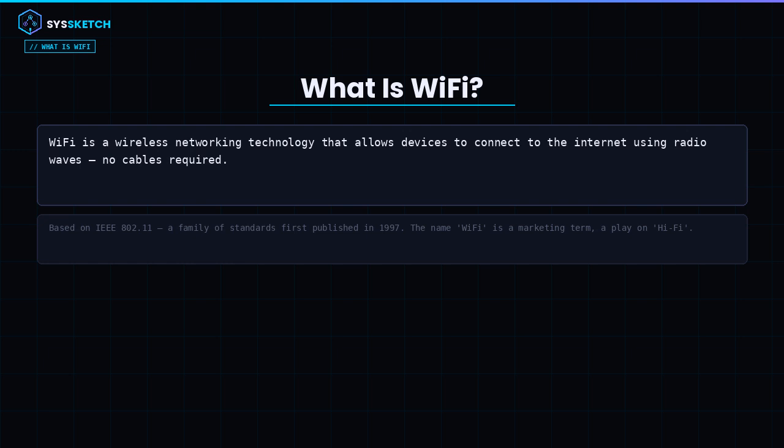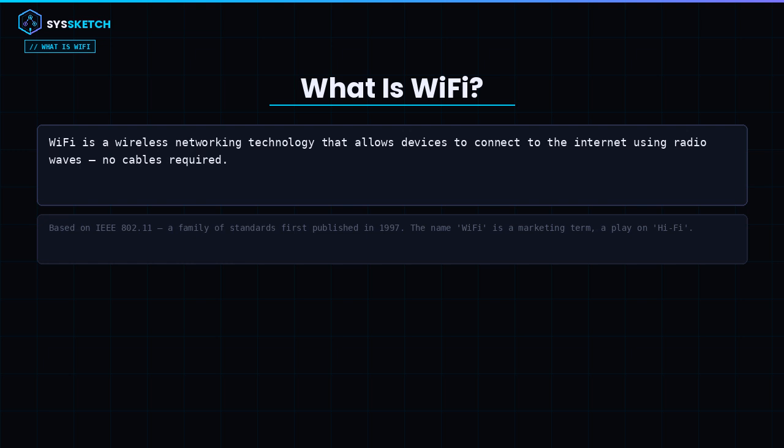Wi-Fi stands for wireless fidelity. It is a family of wireless networking protocols based on the IEEE 802.11 standard, first introduced in 1997. The name itself is a marketing term, a play on hi-fi, meaning high fidelity audio. But what matters is what it does. It lets devices communicate over a local area network without physical cables.